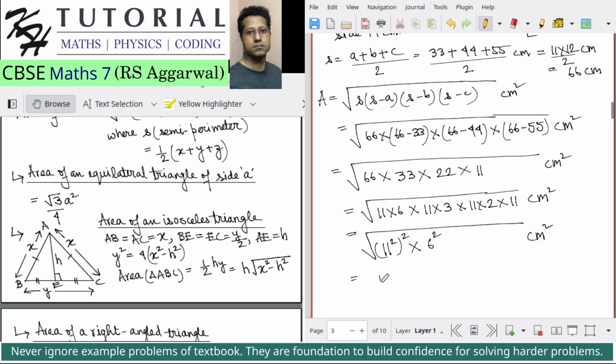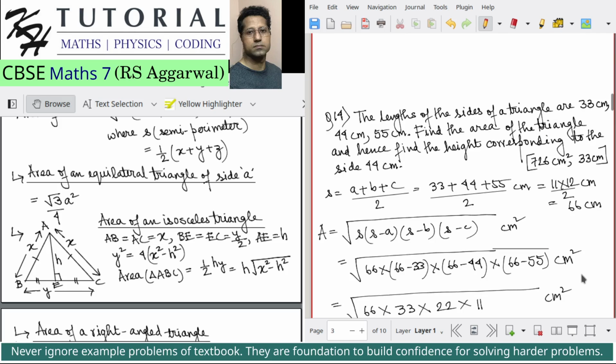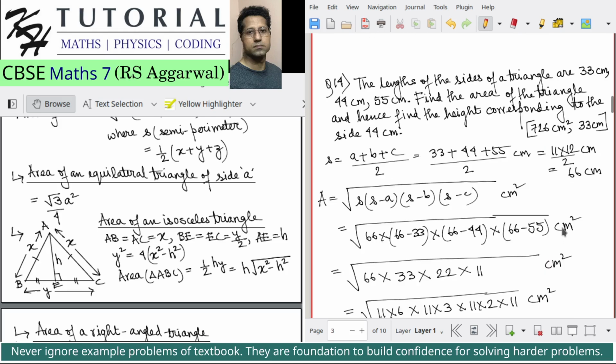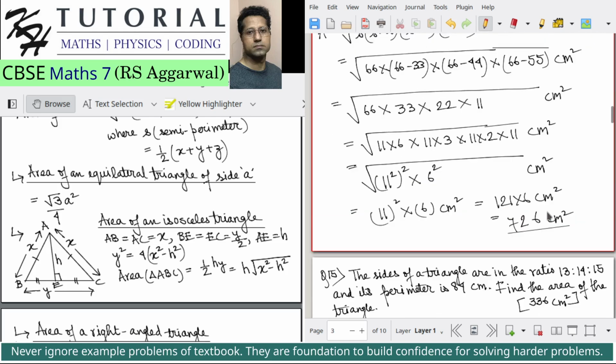So this is equal to 11 square multiplied by 6 centimeter square, which is equal to 121 multiplied by 6 centimeter square, which is equal to 726 centimeter square is the area of the triangle. Now we have to find the height corresponding to the side 44 centimeter.